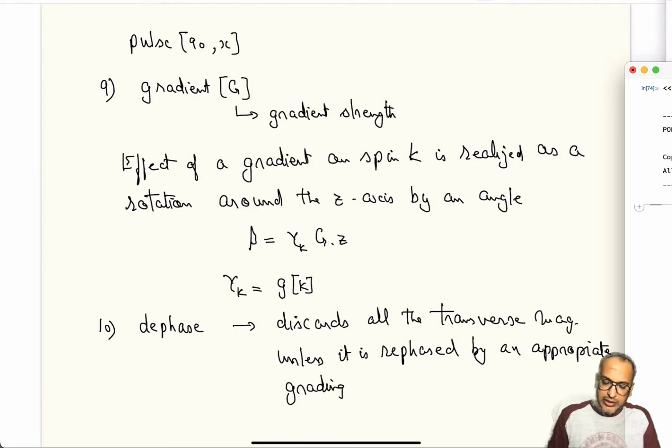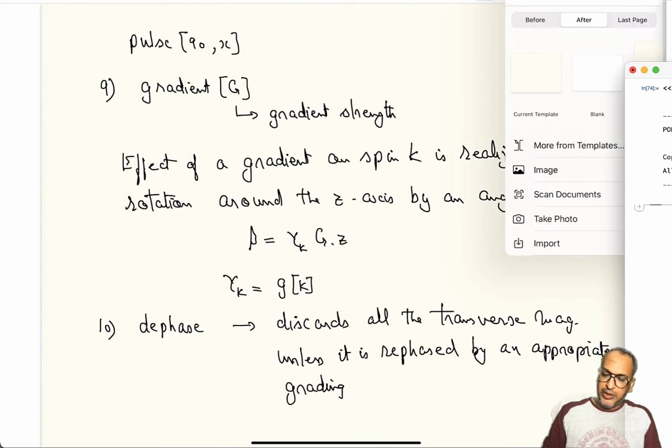So just like there is a dephasing gradient, you can also have a rephasing gradient, as we have learned during coherence selection via gradients. So if you apply another gradient and select a particular coherence, that particular coherence will not be discarded, and otherwise dephase will discard all the transverse magnetizations.